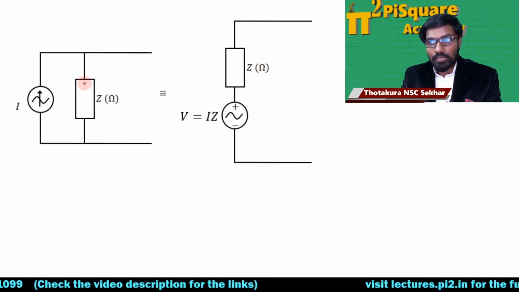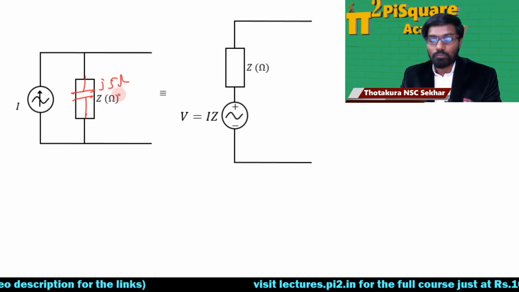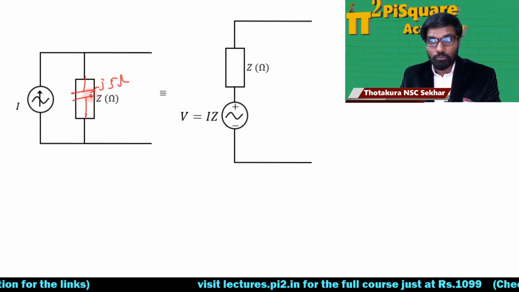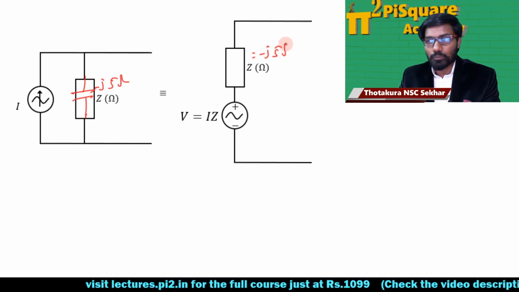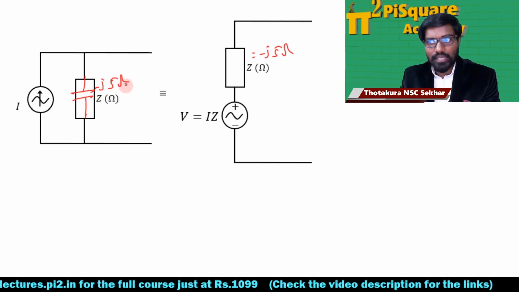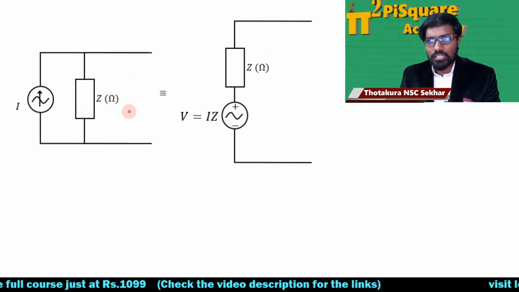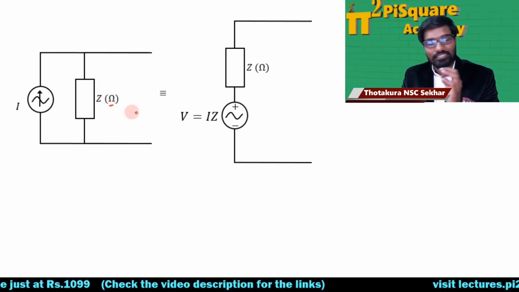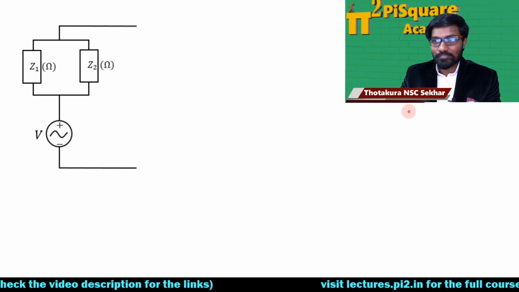Sometimes in place of Z, they will give j5 ohm, or minus j5 ohm, because you have a capacitor here, so you will use the same minus j5 ohm. In place of Z, you will use the same minus j5, as it is. You don't have to get confused. As long as you have ohm here, directly use this. Now some interesting things.